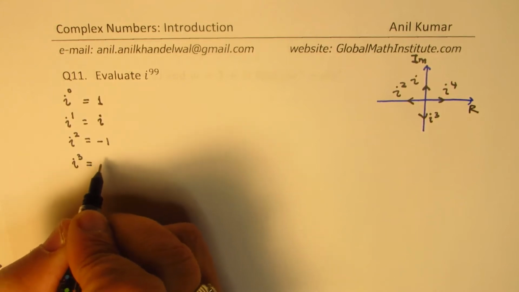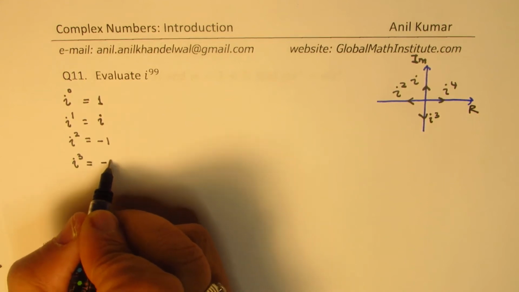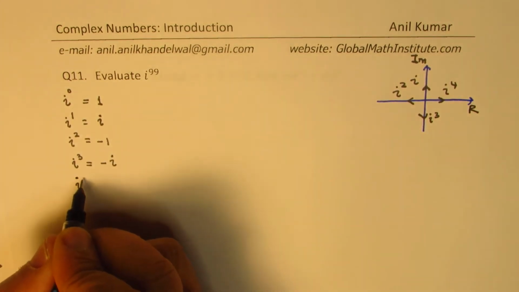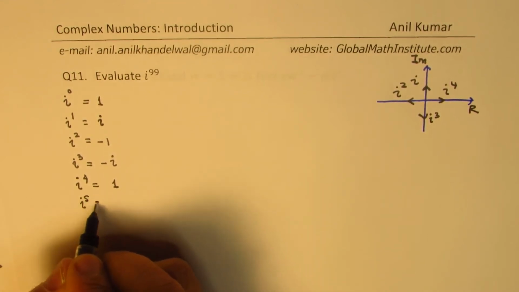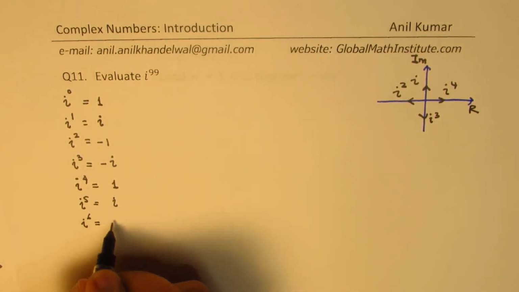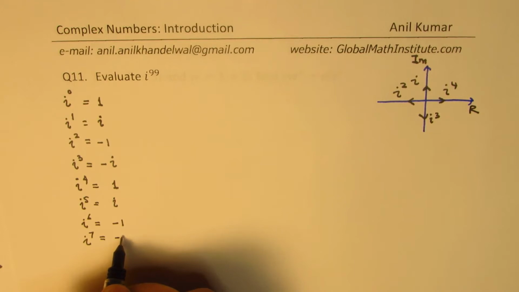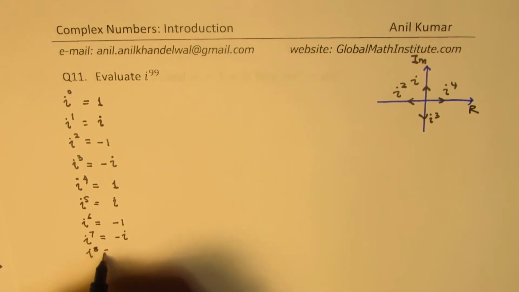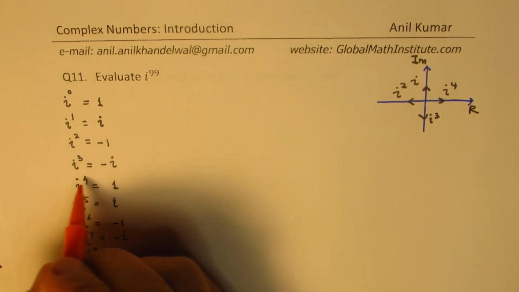i cube is minus 1 times i, which is minus i. And i to the power of 4 is 1. Then if I do i to the power of 5, I multiply this with i. So i to the power of 6 is i square, which is minus 1. i to the power of 7 is minus i, and i to the power of 8 is again 1. So what you really find here is that there is a pattern.